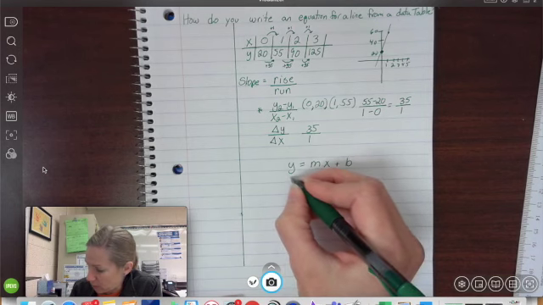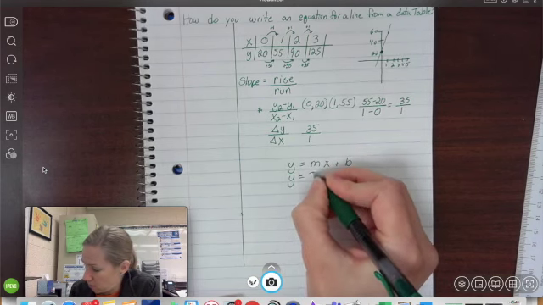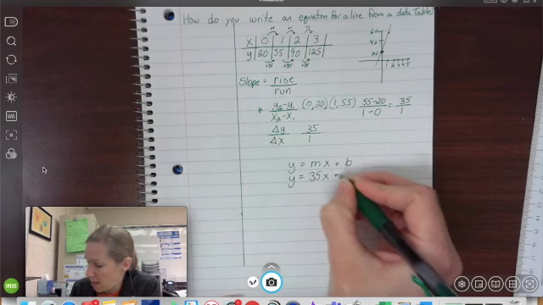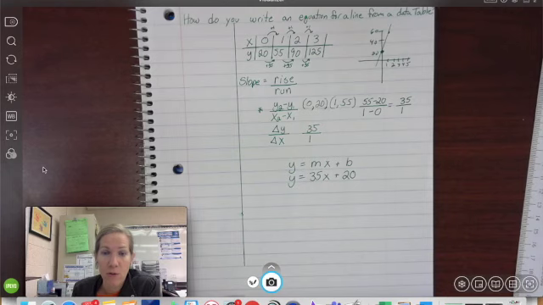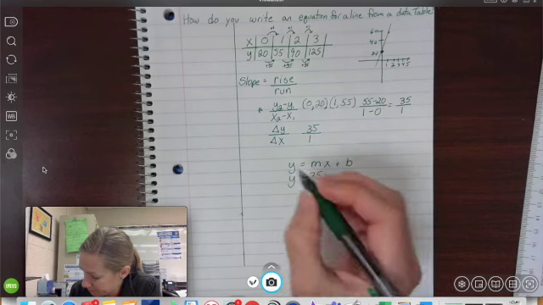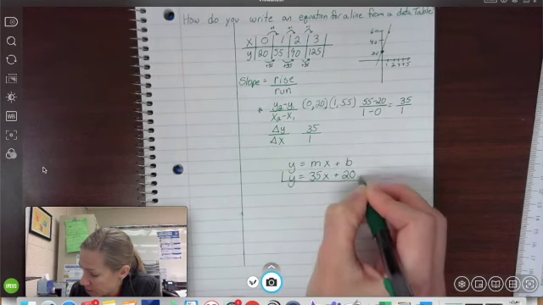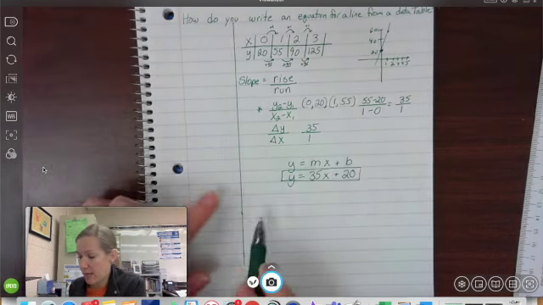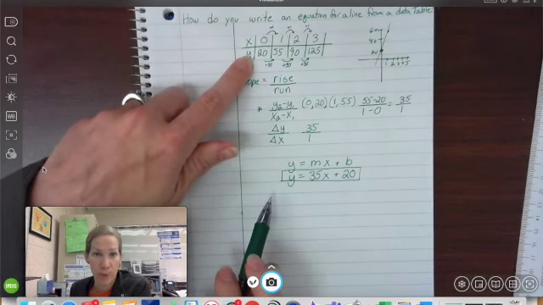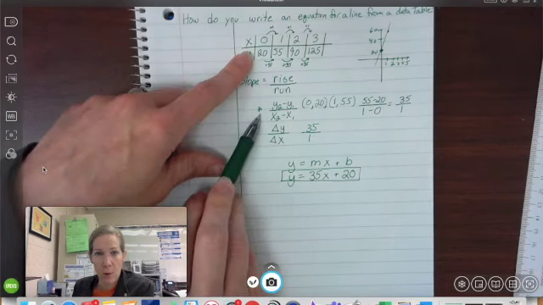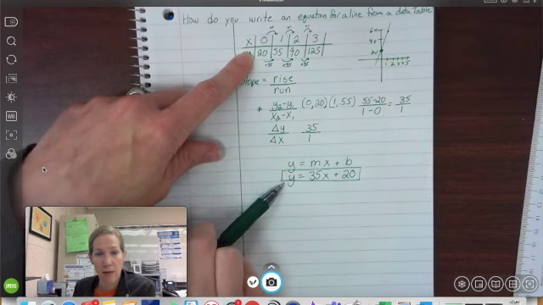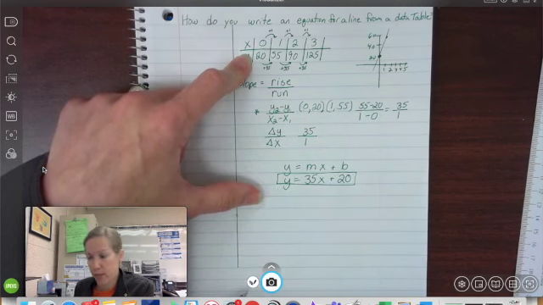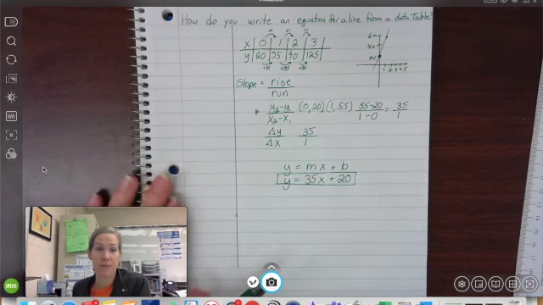Y equals, our slope is 35, so 35x plus, and our y-intercept was 20. Y equals 35x plus 20. That's it. My suggestion, find another XY table from your textbook, use this equation here to find the slope, and then write the equation for that line in your summary to prove that you know how to do this. This is on page 16 of your notes. Thank you.